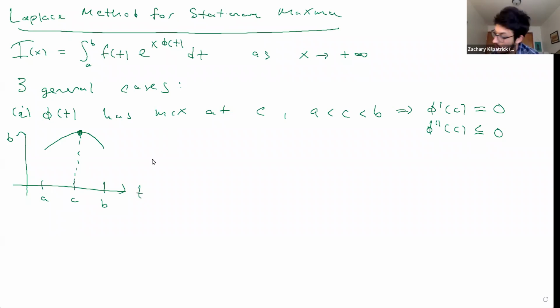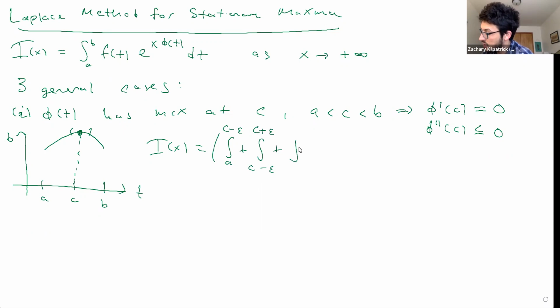And I of x in this case can be split up into sort of the region right around this max, and then the two subdomains outside of it. Because the primary contribution, if x is large, is going to be from this region right here, okay? So I can write I of x as the integral from a to c minus some small parameter epsilon, plus the integral from c minus epsilon to c plus epsilon, plus the integral from c plus epsilon up to b, of f of t e to the x phi of t dt, again as x goes to positive infinity, okay?